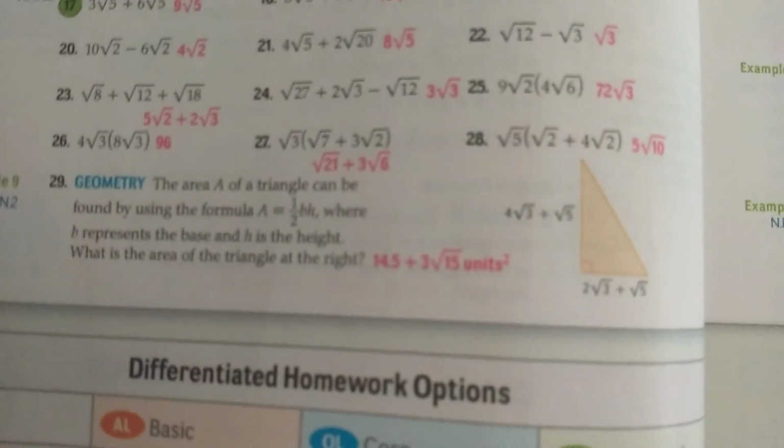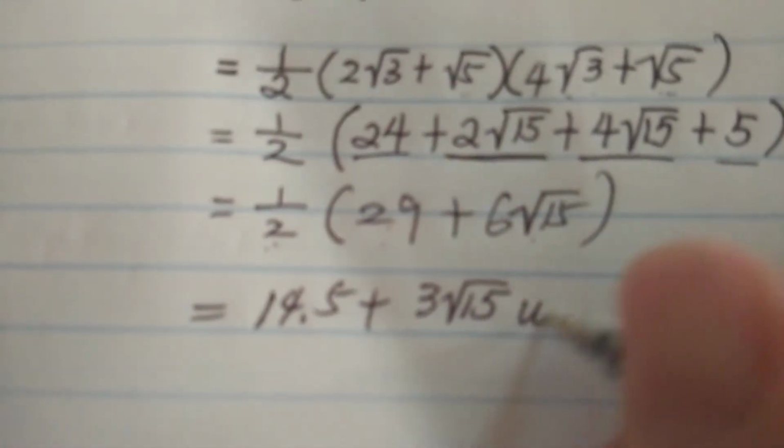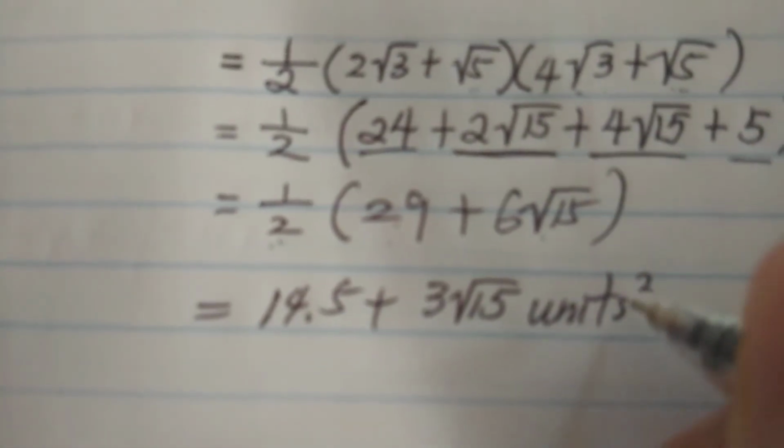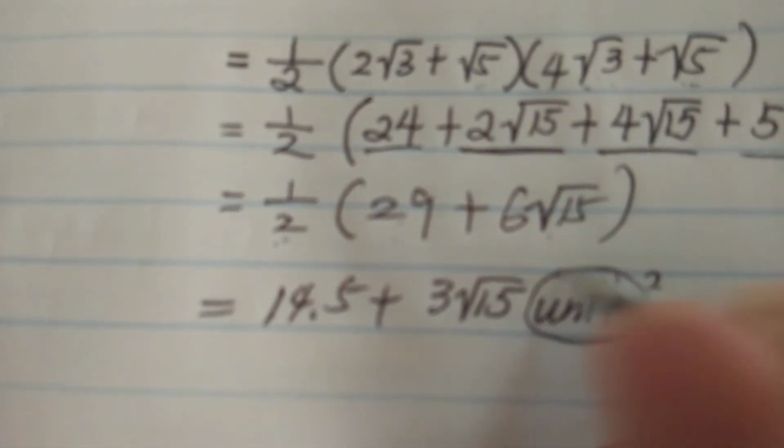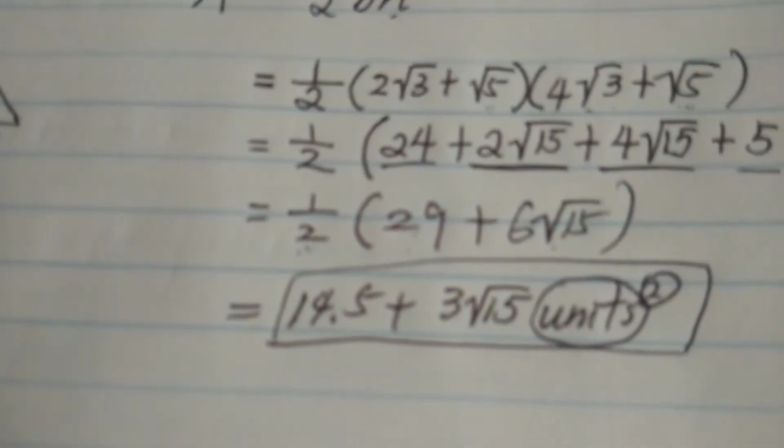You can go back and check your answers, but let me just make sure I did that right. That was question 29. The answer is 14.5 plus 3 radical 15 units squared. Very good, that's what we got. Your answer should have units squared. Whatever units you have, you always square that, and this is your answer.